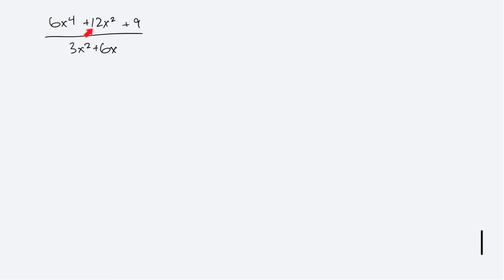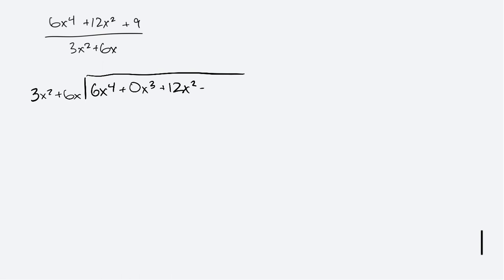We have 6x to the 4th plus 12x squared plus 9, divided by 3x squared plus 6x. Here we will see why we use placeholders. I'm going to write my divisor first. A long division bar. Underneath goes 6x to the 4th. There's no x cubed term, so I use 0 times x cubed as a placeholder. Plus 12x squared plus 0x, because there's no x term up here, so I use 0 times x as a placeholder, plus 9. And we are ready to begin.